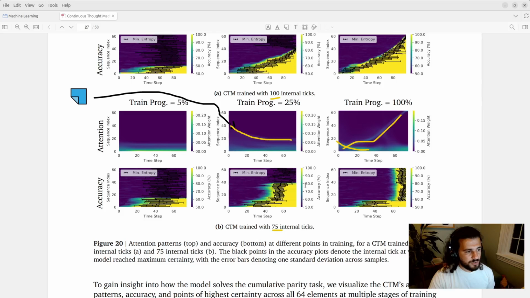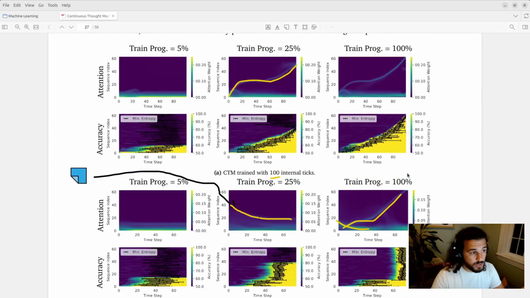With 75 internal ticks, it's a bit the opposite. It's looking at the last element, and then further down in the elements, especially when the training is at 25%, and then looking at the first one. So it's going in reverse order and bringing everything together at the end completely to put the whole solution in one shot. This is interesting because it changed its algorithm based on how many ticks you can give it.